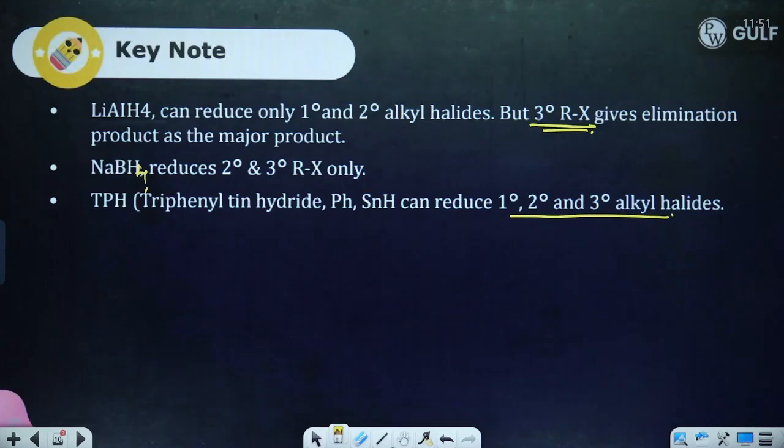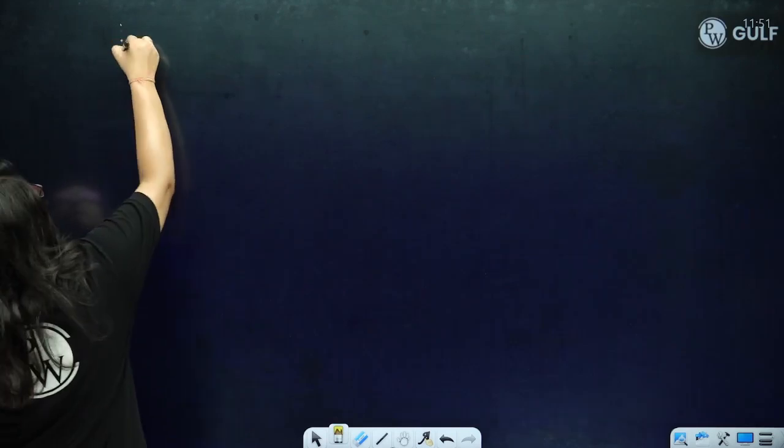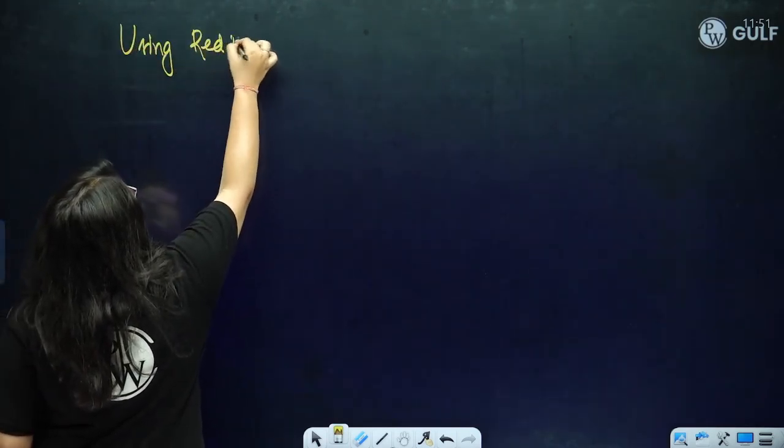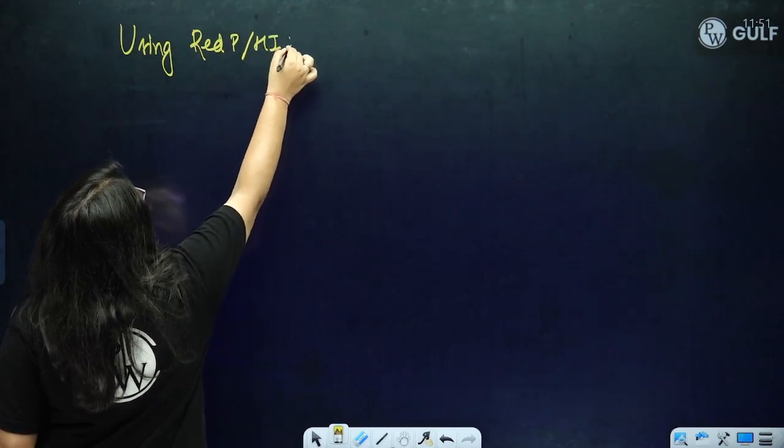Another method that can be used to generate alkanes is using red phosphorus and hydrogen iodide. So using red phosphorus and hydrogen iodide, we can get alkanes.